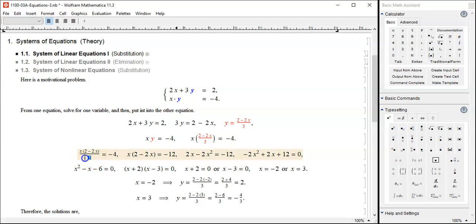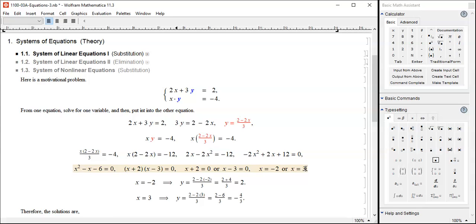And then you can eliminate the denominator by multiplying by 3. Alright, we have the parentheses, but no denominator anymore. Break up the parentheses and work out, we get a quadratic equation. Solving this quadratic equation is not too bad. You can simplify and factor it, and then we get two solutions. x is equal to negative 2 or x equal to 3.